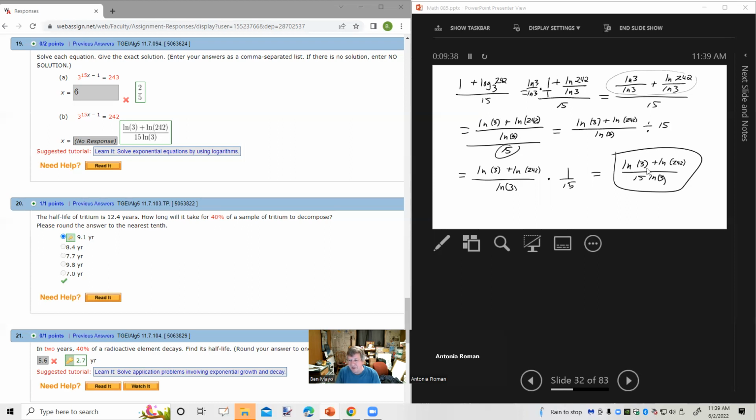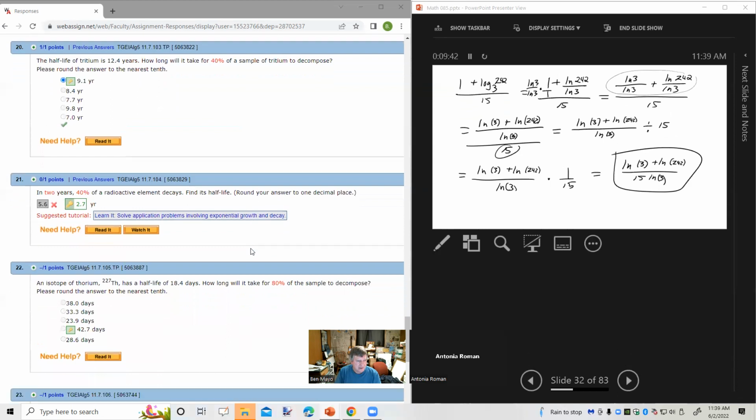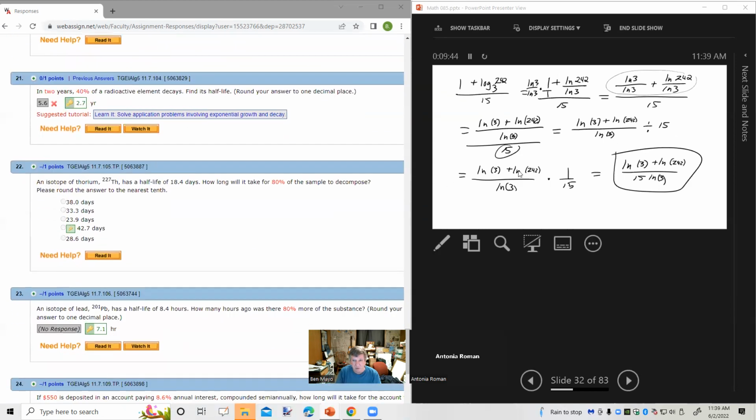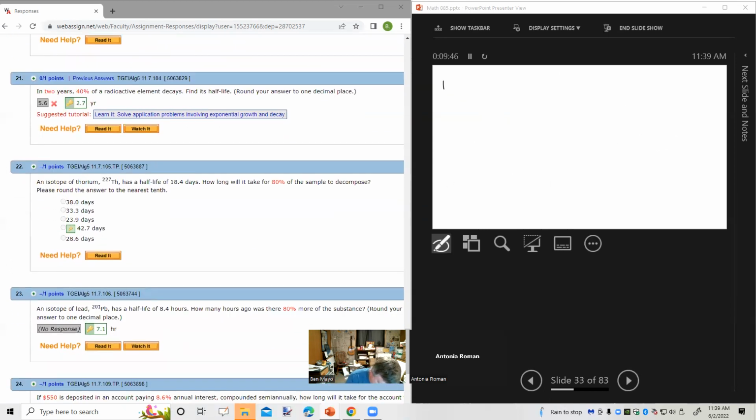That's kind of a mess to have to do all that, but sometimes math is messy, as we know. All right, number 21 coming up.